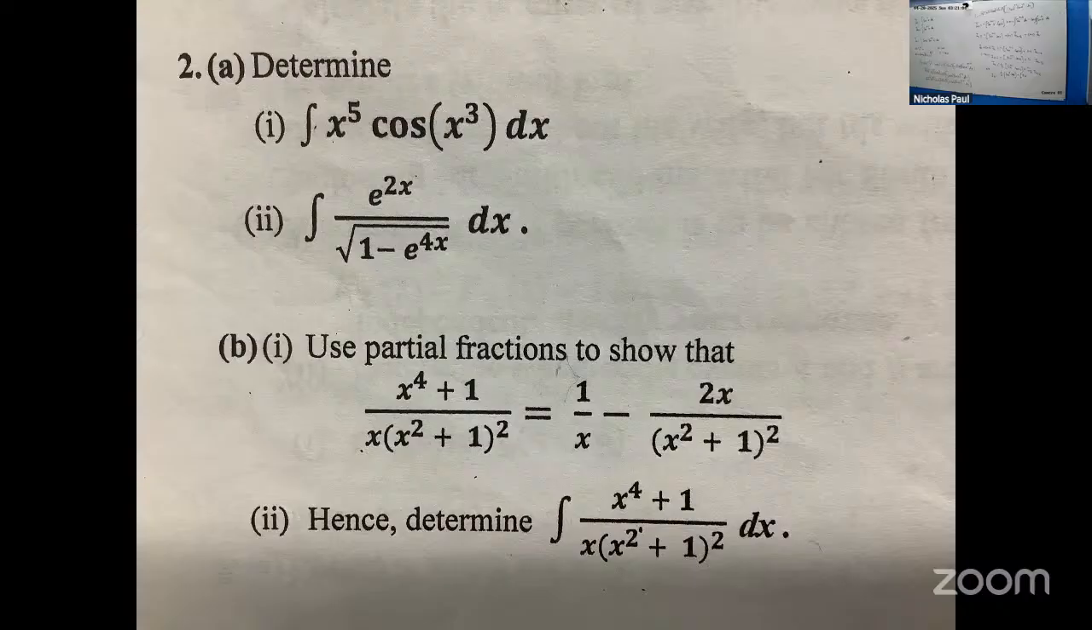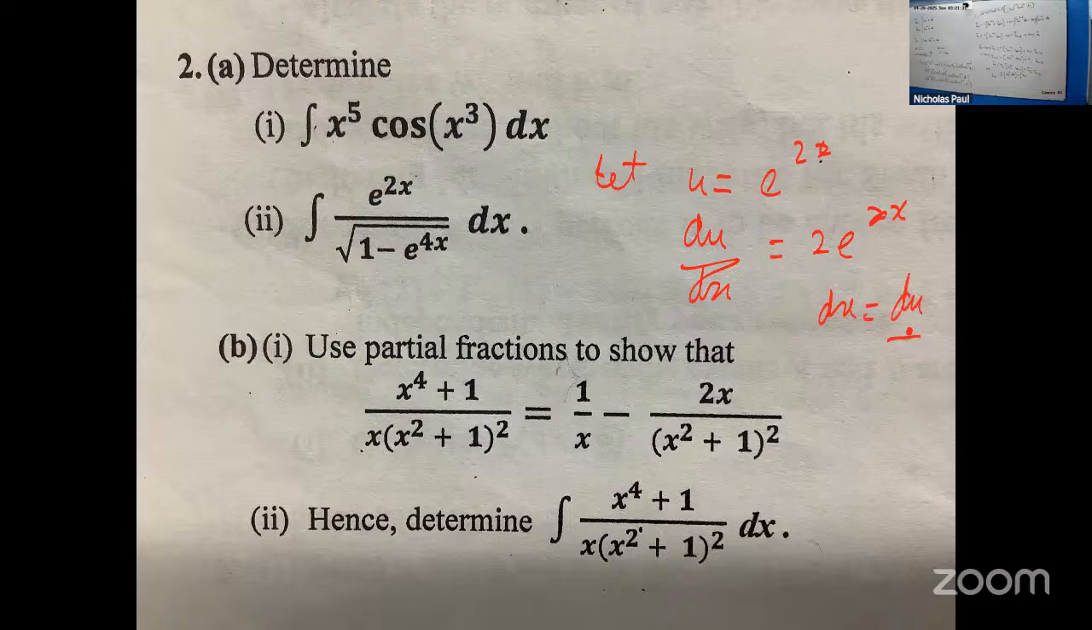Alright, sorry guys. Let u equal e to the 2x. You will recognize something real nice will happen. du/dx is 2e to the 2x. When you make dx the subject, you're going to get du over, and then this will cancel with this, and then you use inverse trig and you will get sine inverse. Very good. Next one, pass.